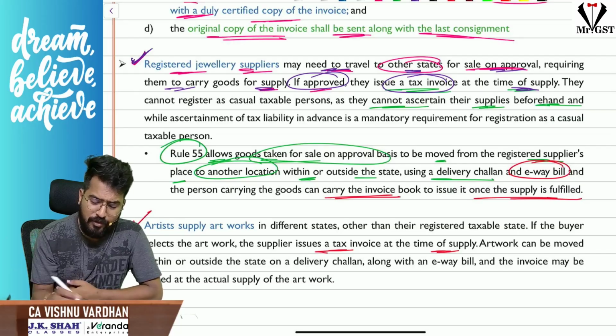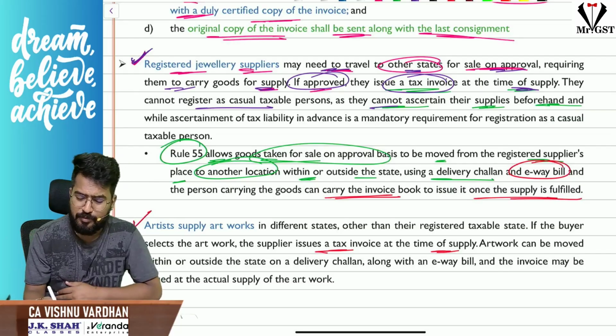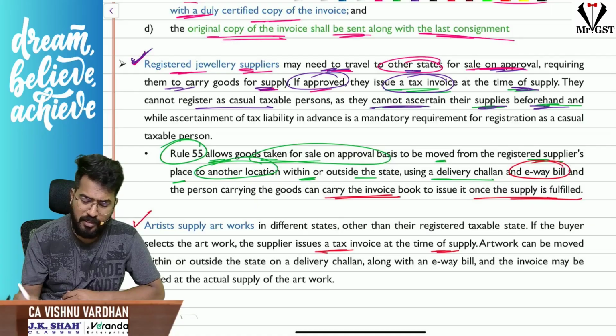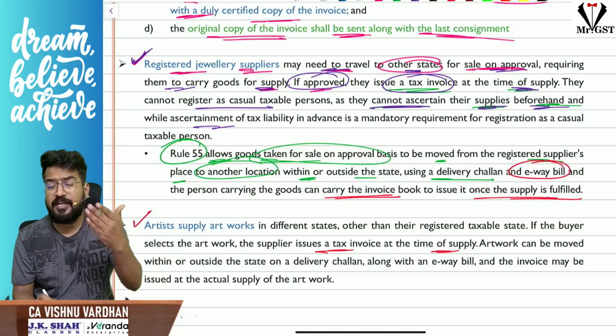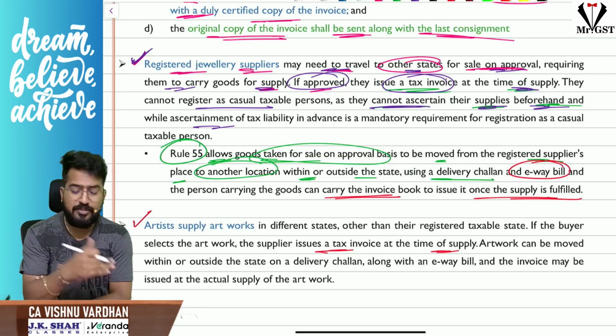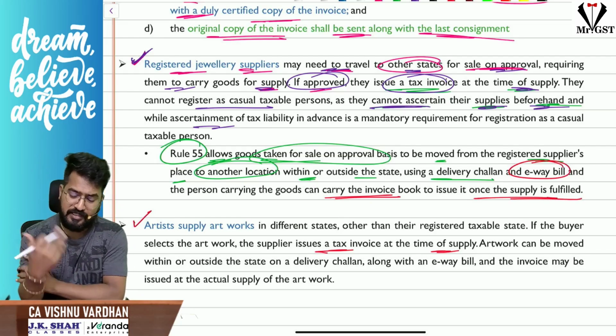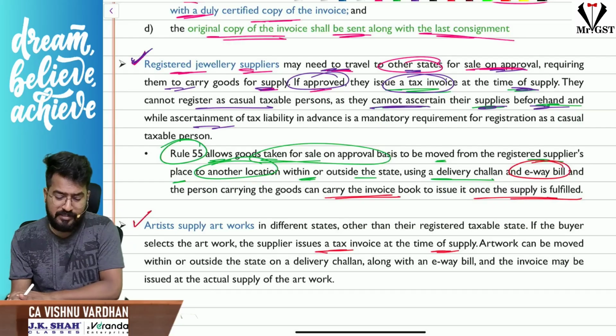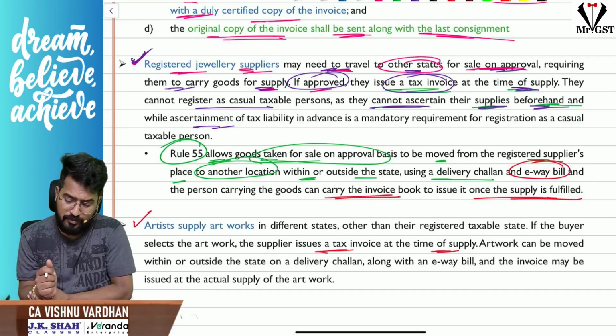So they cannot register themselves as a casual taxable person, as they cannot ascertain their supplies beforehand, and they cannot make an advance deposit of tax. Just now we discussed in the registration chapter also, sir, advance deposit of tax also they cannot ascertain because of these things. Sir, we cannot call them a casual taxable person, and we cannot make them register as one.